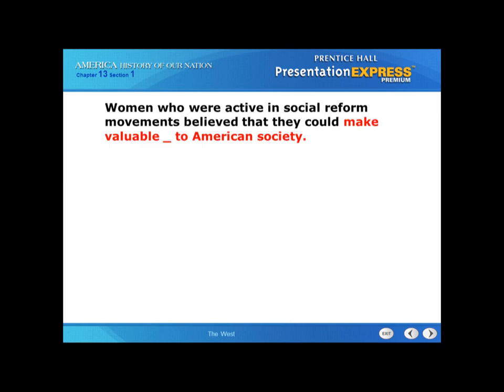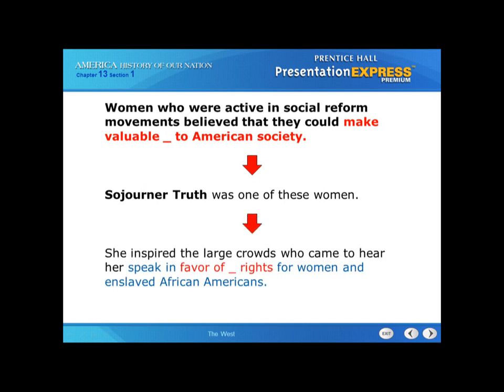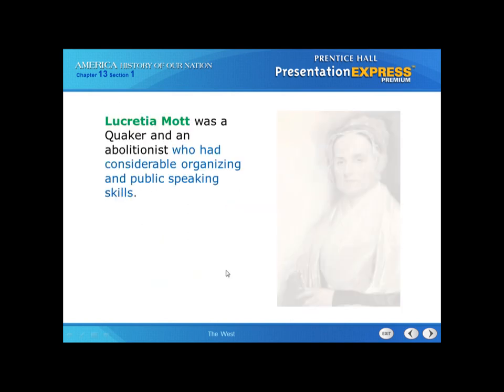Women who were active in social reform movements believed that they could make valuable contributions to American society. Sojourner Truth was one of these women. She inspired the large crowds who came to hear her speak in favor of political rights for women and enslaved African Americans. So she favored political rights.